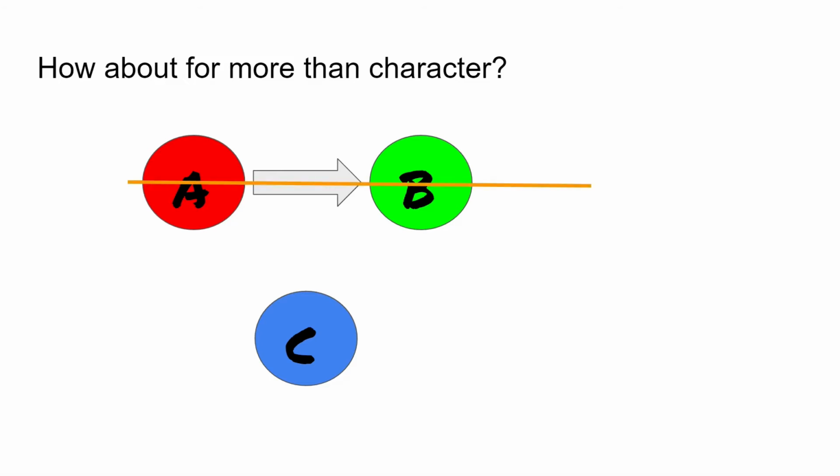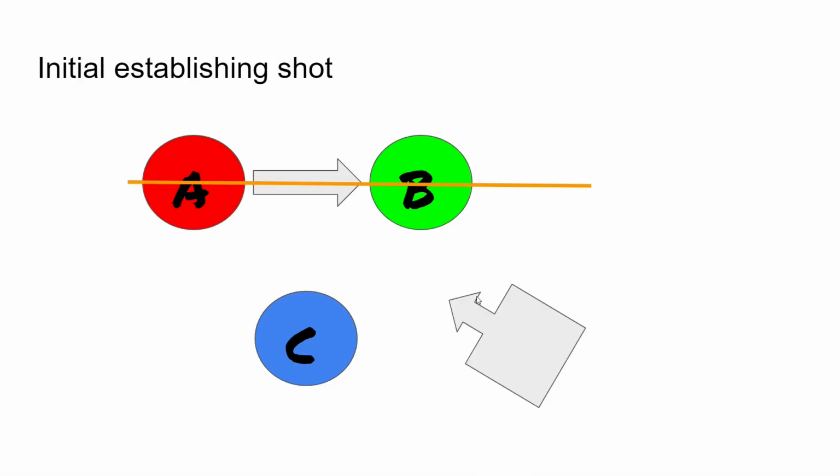So as long as you put an establishing shot somewhere beside the line, it should work. Personally, I'll probably put my camera there. That's where I'll put my camera. Now, while they're talking, I can move around this line, but what about if A now turns to C?